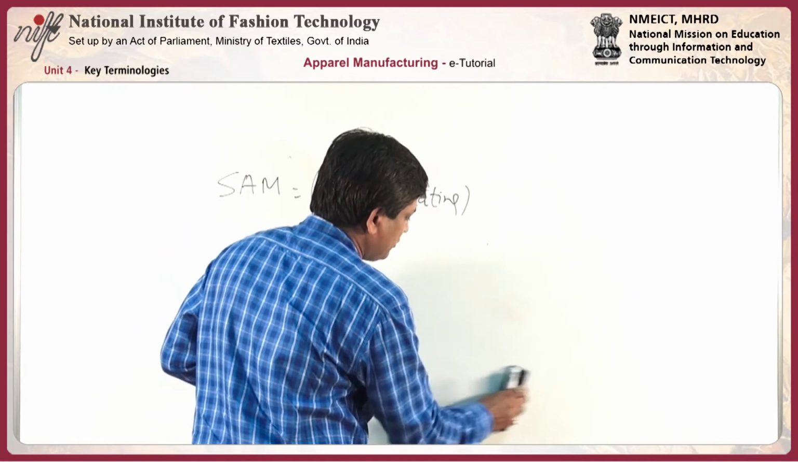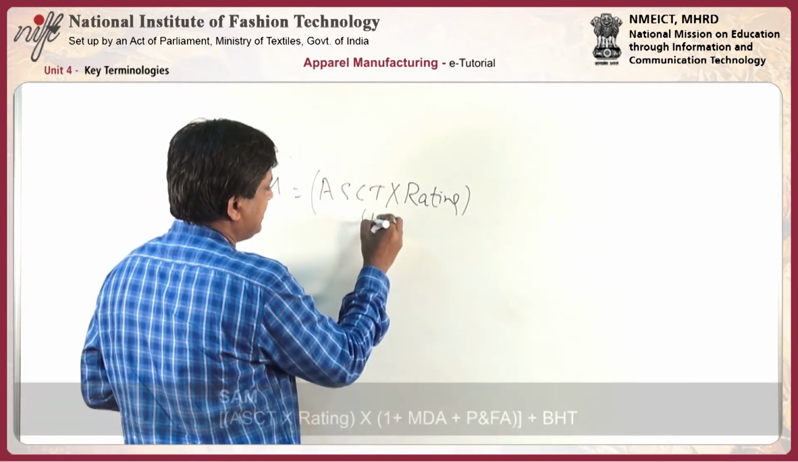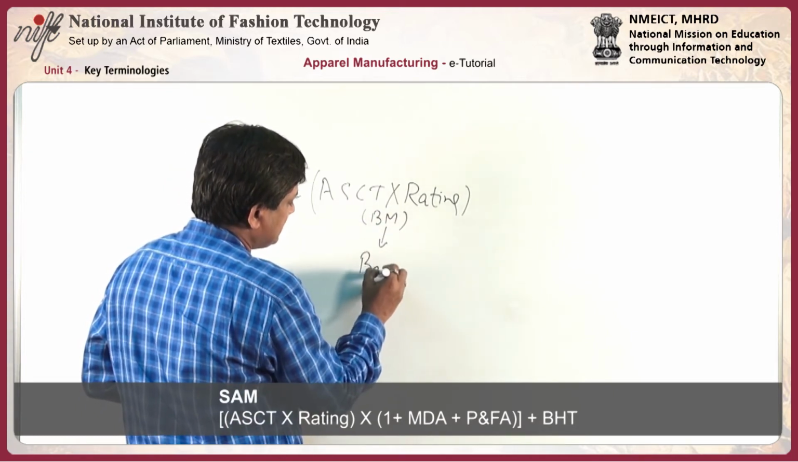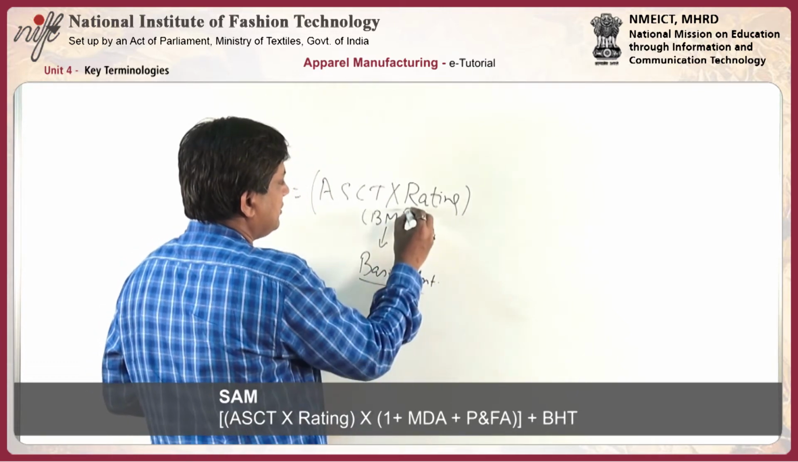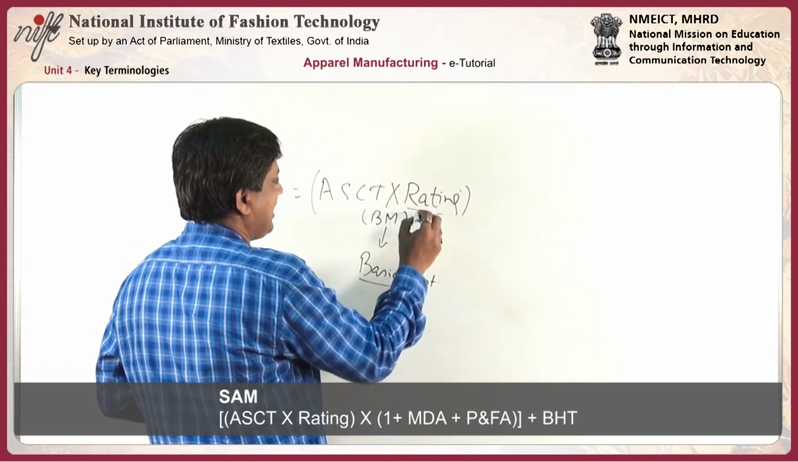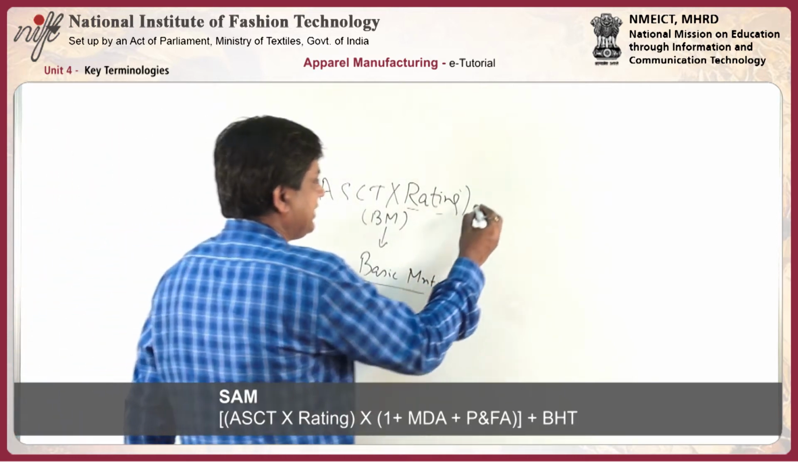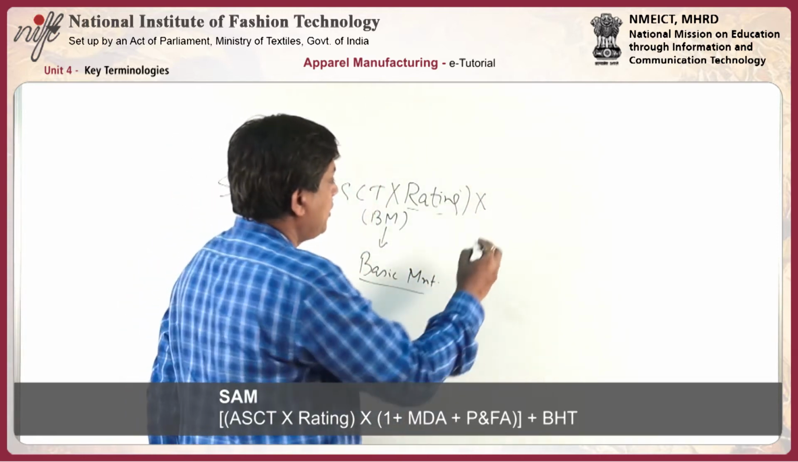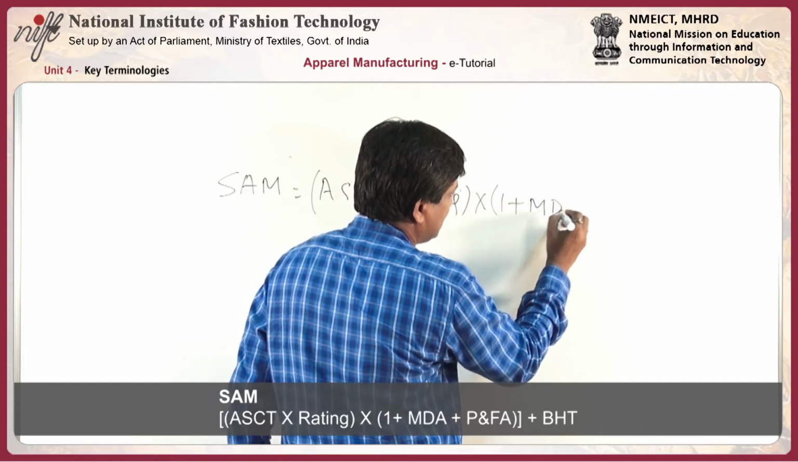This ASCT into rating is also known as BM. In the place of ASCT into rating, we can write the BM also. BM stands for basic minute. So in the BM, we are going to neutralize the factor of slow or fast operator concept, and then this ASCT into rating will be multiplied by 1 plus MD, that is the machine delay allowance.